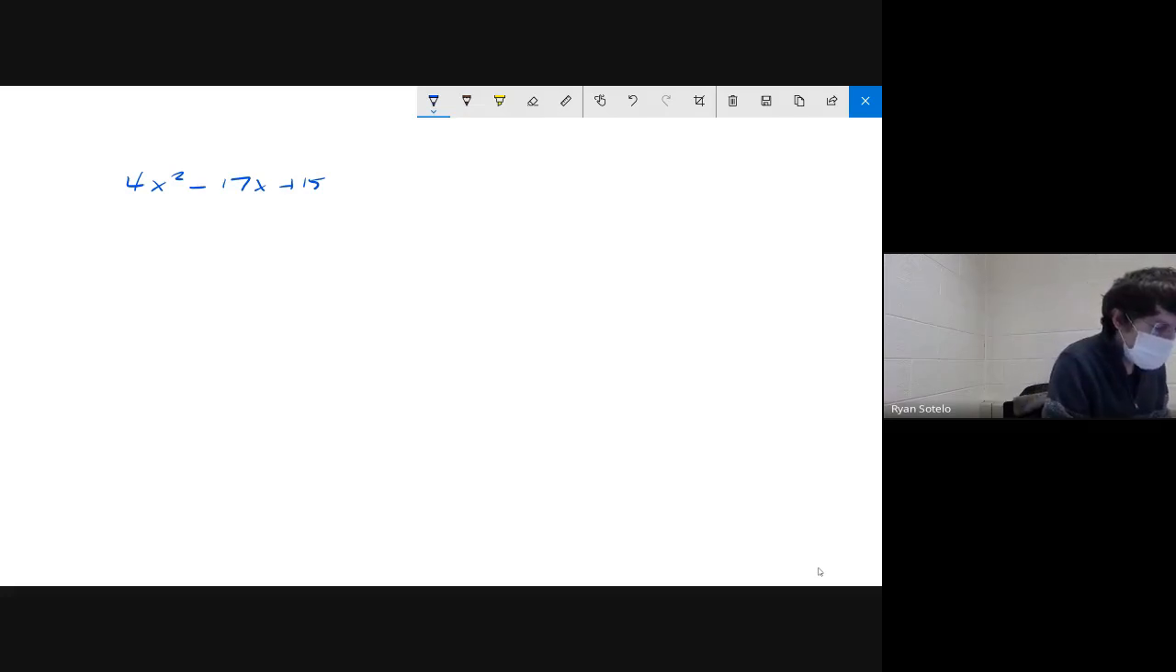So when you have a number out front, it's a little more complicated. There's a few different methods that you can use. I'll post a link that has 2 other methods. They're pretty much the same. If you like a different method, use a different method. I don't care what method you use. This is just the method that I use.